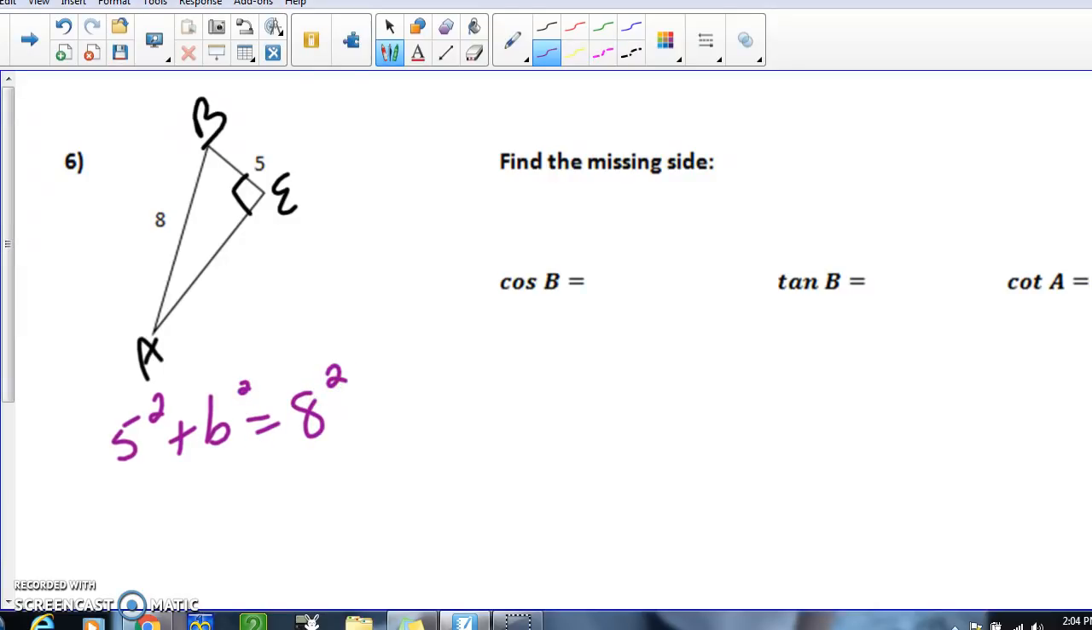Go ahead, see if you can find that missing side, and see if you can find those three ratios. So pause the video and see how you can do.